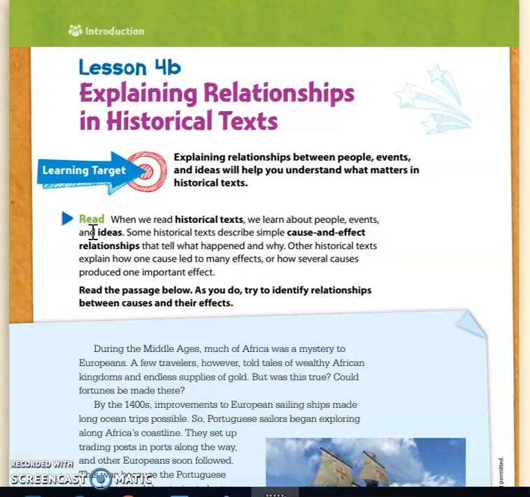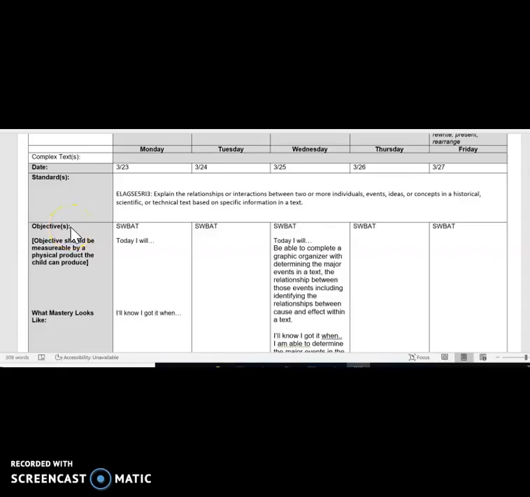Let's first start with reviewing our standard. So our standard for today is ELA GSE RI3: explain the relationships or interactions between two or more individuals, events, ideas, or concepts in a historical, scientific, or technical text based on specific information in the text.